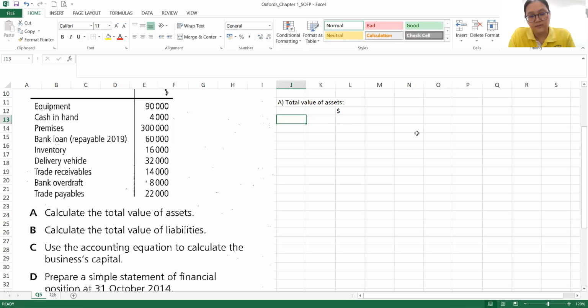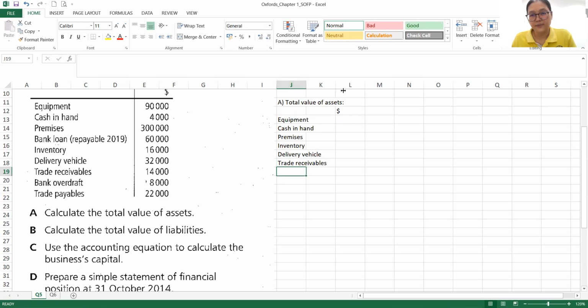what are the assets? You have equipment, okay, cash in hand, premises, inventory, delivery vehicle, and then trade receivable, and then that's all, no more.